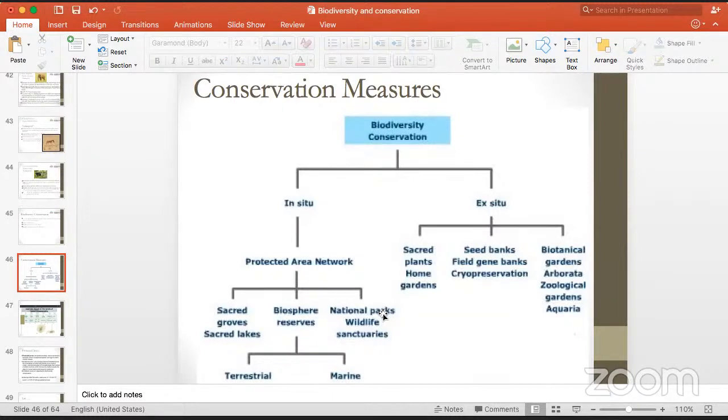Yes. Okay. Now look at the next one. So there are these sacred groves and sacred lakes. Sacred groves in Maharashtra we call Devrai. You must have heard about it. They are called by different names in different states. So in Maharashtra, we call them Devrai. But the English name is sacred groves, or there are also sacred lakes.